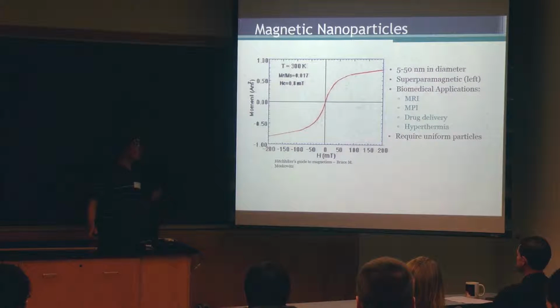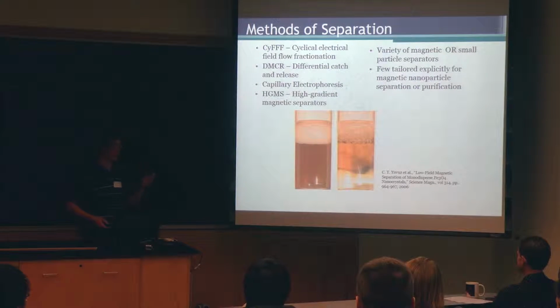cells around them. Now, all these methods really require a lot of uniformity in the particles in both size and magnetic moment. So there are a variety of different methods of separation, but most of them focus on either the magnetic properties or the size properties of these particles, and few are tailored explicitly to magnetic nanoparticle separation or purification.